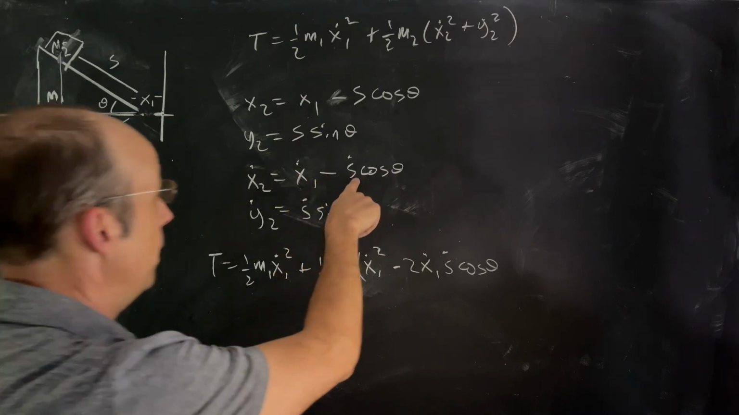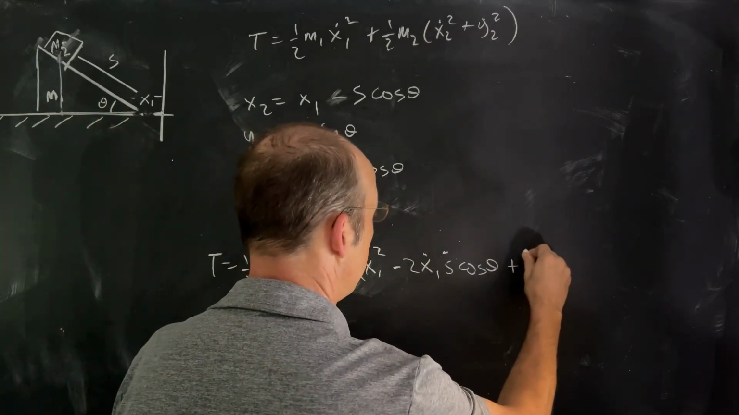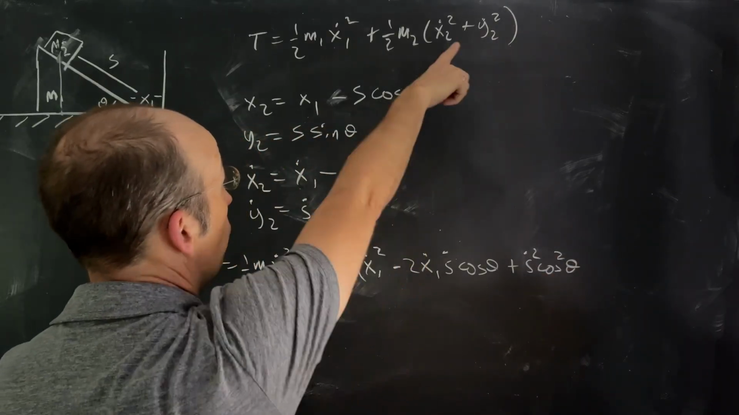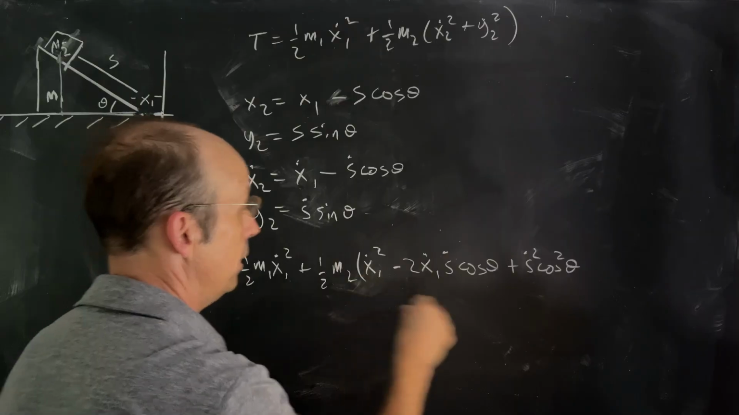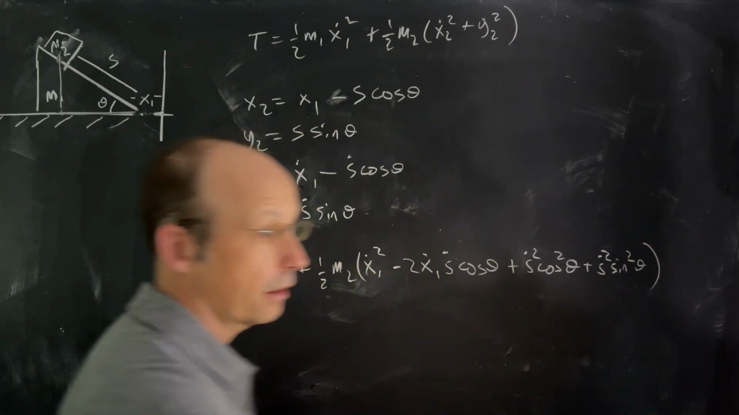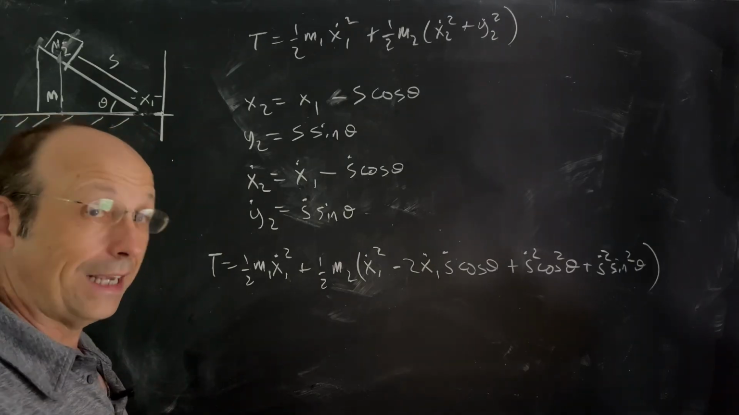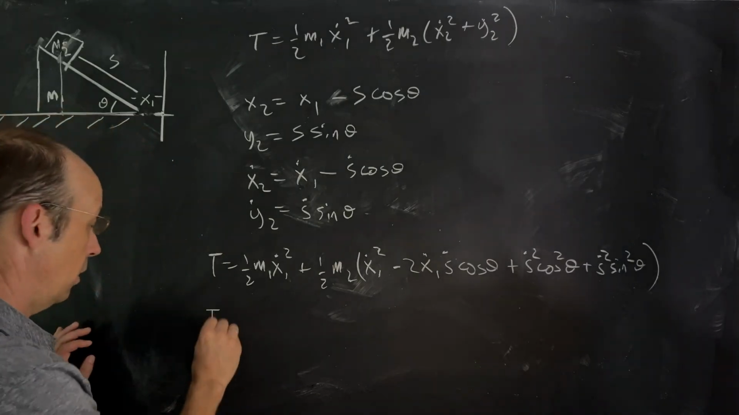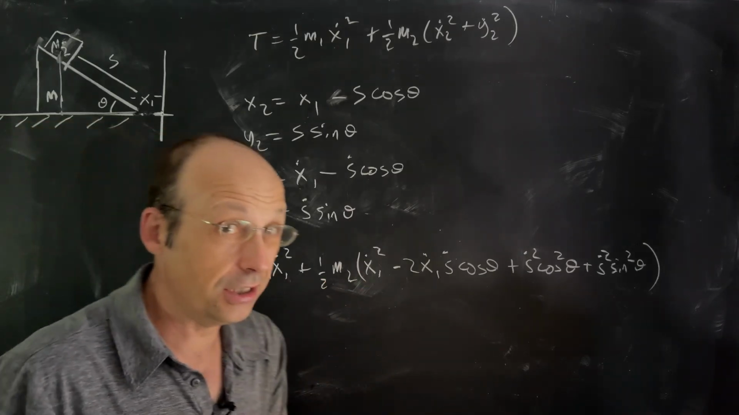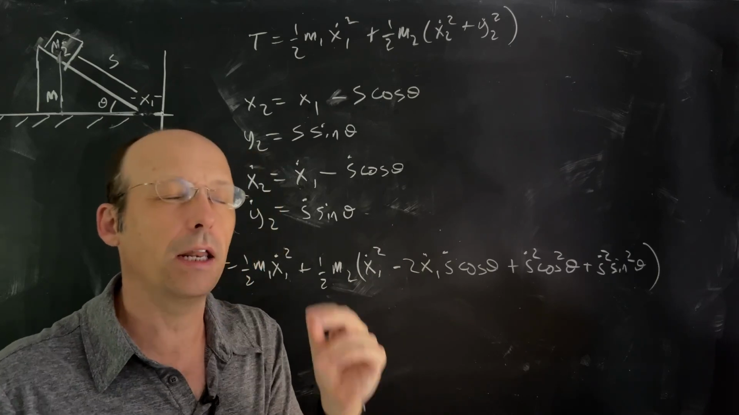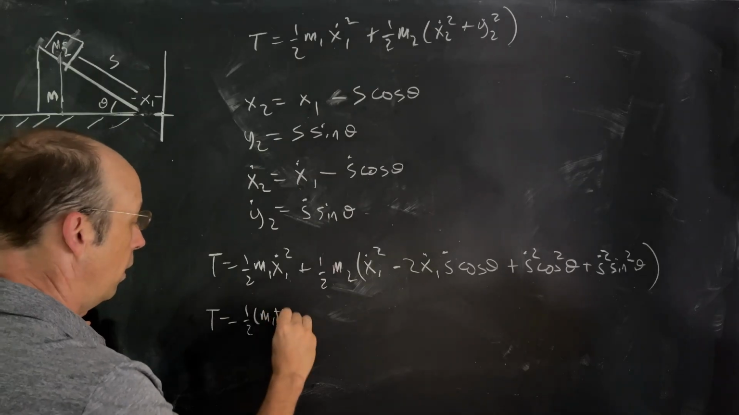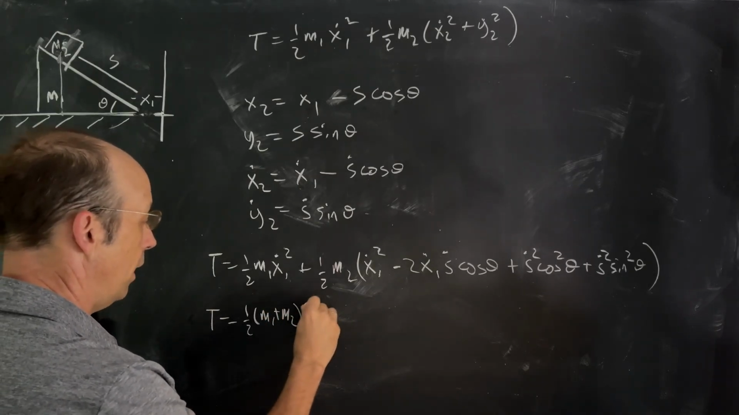So that's that cross term, and then I get this term squared plus s dot squared cosine squared theta. And then I have to do y dot squared, which is pretty easy. It's just this, plus s dot squared sine squared theta. Well, we have some simplification, so let's just get to it. I have a 1/2 m1 x dot squared. I have a 1/2 m2 x dot squared. And because m1 and m2 are constants, I'm going to combine those together. So I have 1/2 m1 plus m2 x1 dot squared.